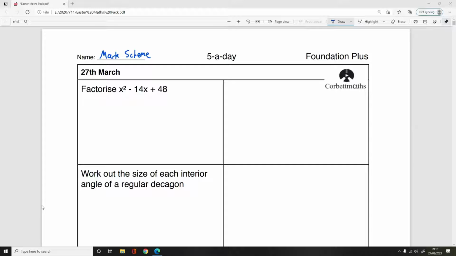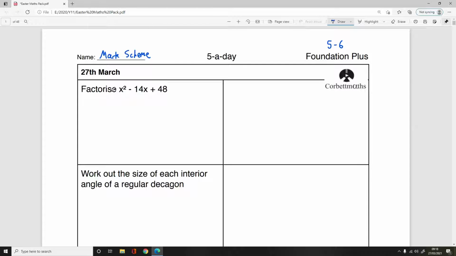I'm going to go through each of the three sheets for today and talk about what formulas and things you need to bear in mind, as well as what the answers actually are. So, first one is Foundation Plus, and just as we were saying before, this is for people aiming at grades 5 and 6. Higher is for 7, and Higher Plus is for 8 and 9, so do the ones that are relevant to you. First one here, we are factorising x squared minus 14x plus 48.